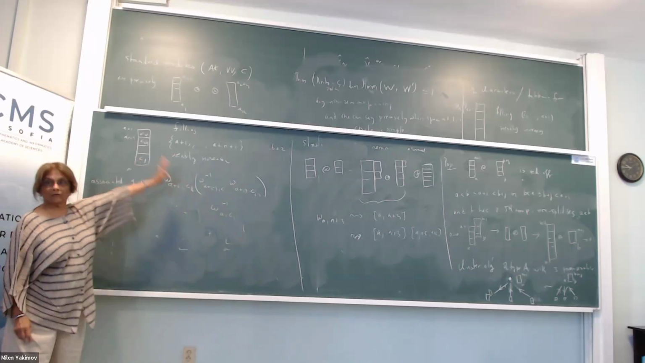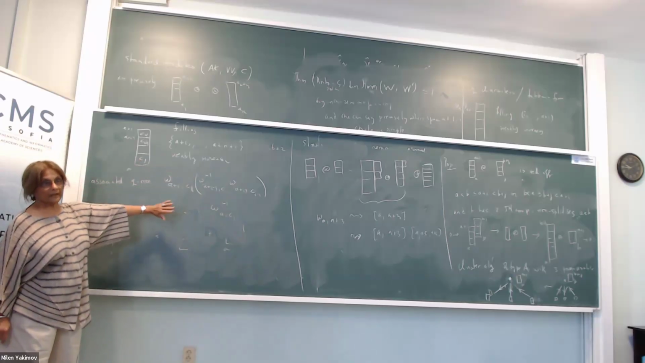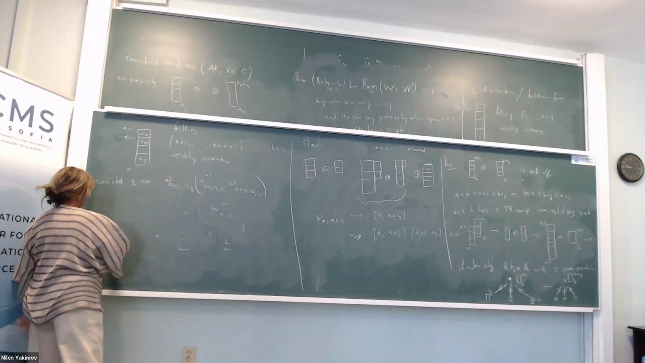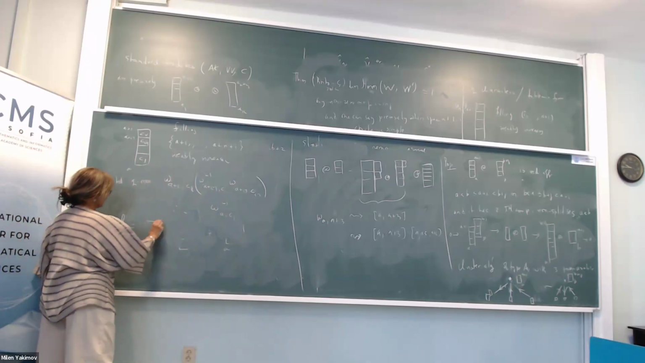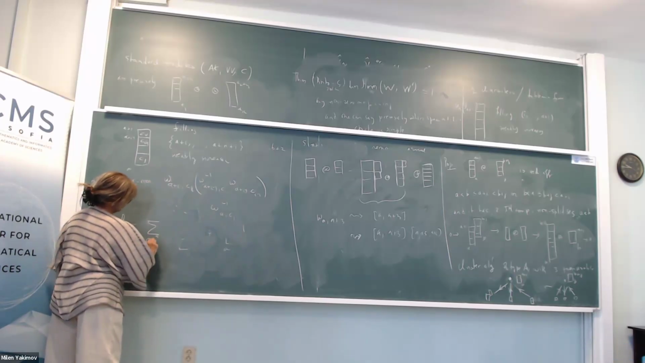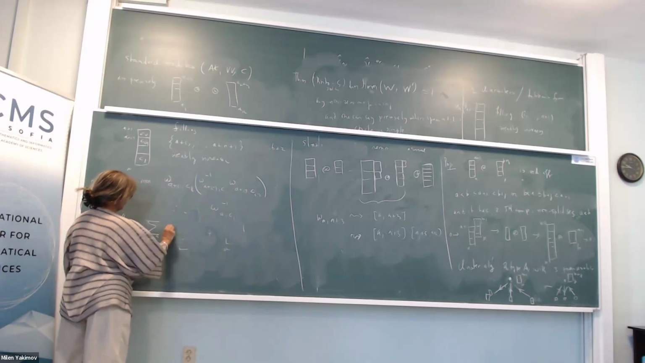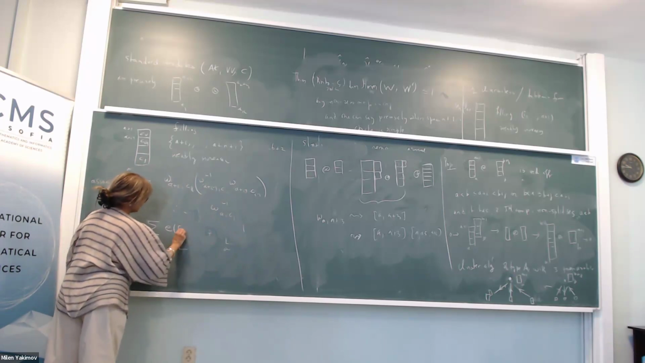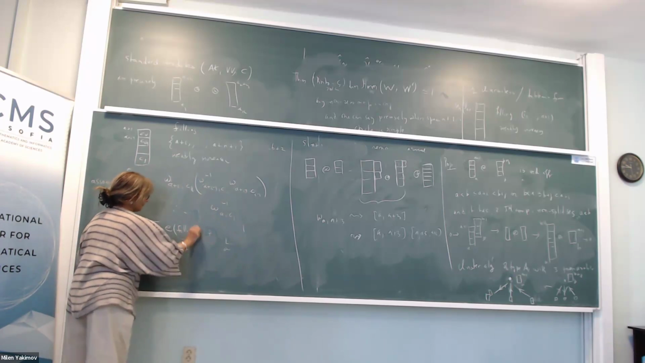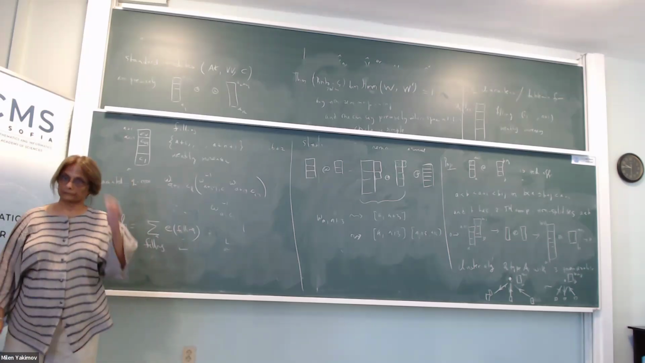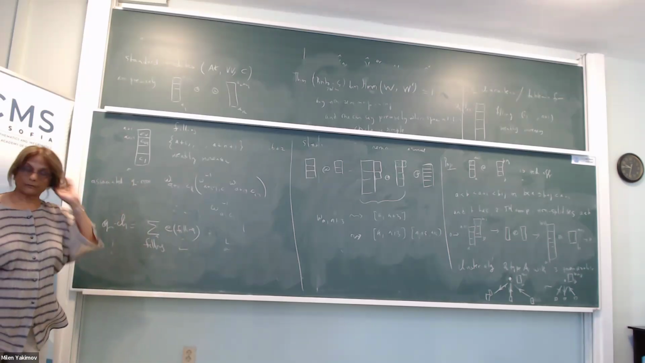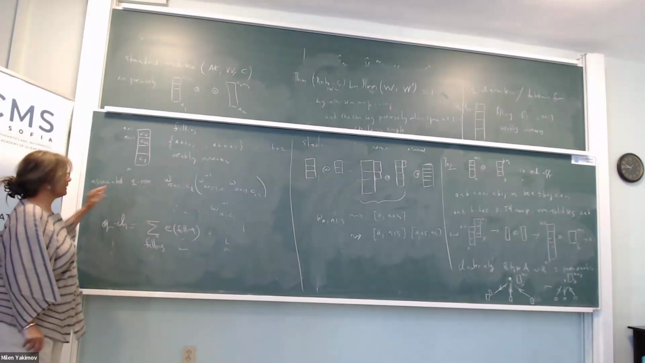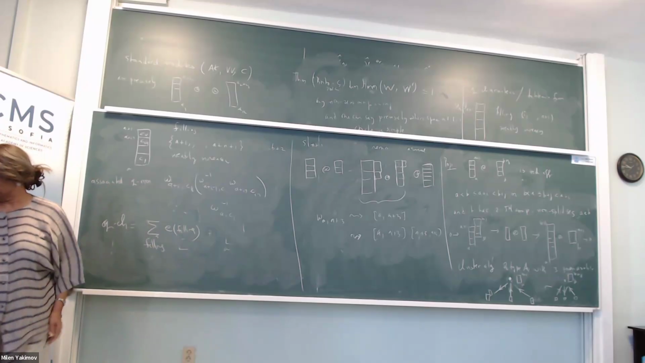So from my filling, I can read off a particular element of my abelian group, and then my Q character is just the sum over all the fillings. It's just the classical character. But Q characters are much more refined than regular characters.